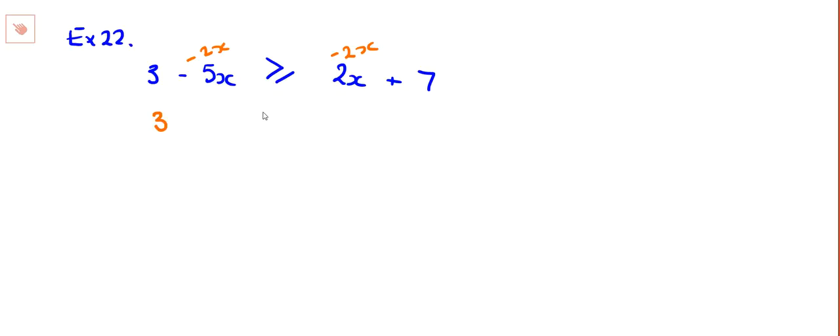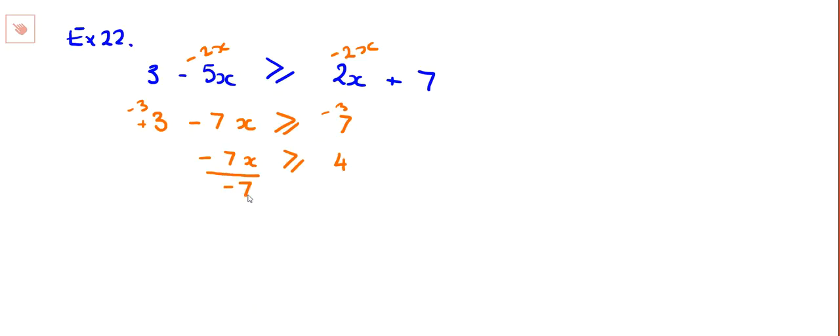That would give you 3. What would it give you here? Minus 5x minus another 2x would be? Minus 7x. And this would equal 7. And then we can subtract 3, good, because remember that would be a plus 3. So we can subtract 3 and get left with minus 7x is greater than or equal to 4. And then we would have to divide.